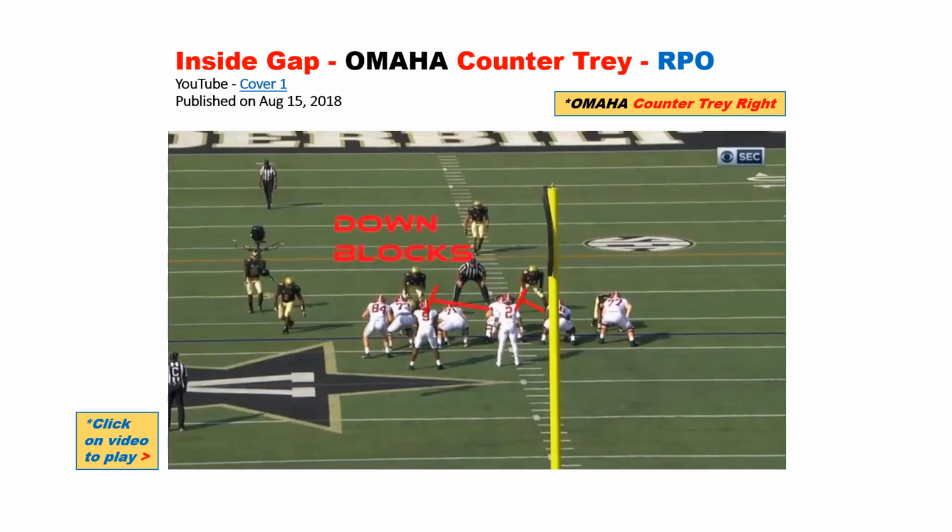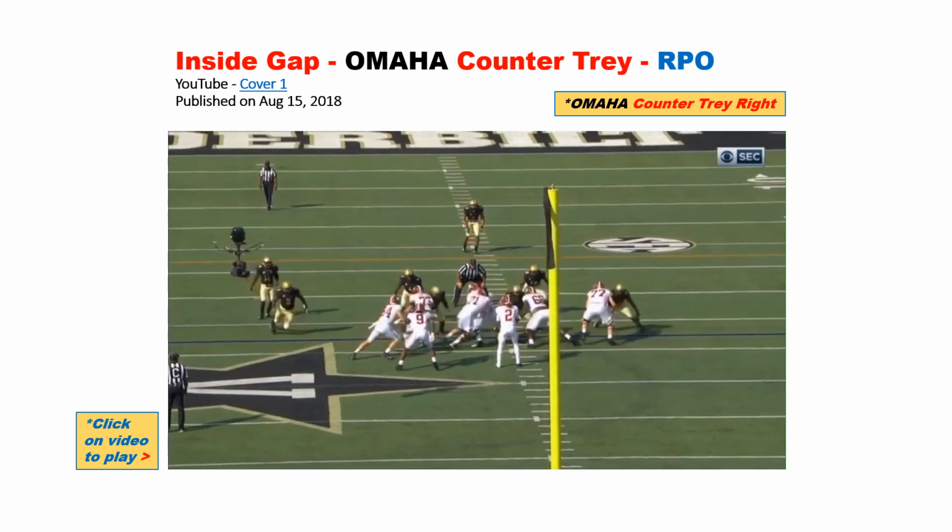You can see now, again, we get down blocks, as they said, away from the point of attack. Then we're going to go ahead and pull that guard flat, kick out. H-back will pull and lead. Back will take a jab step with his left foot, and then follow the H-back up the hole.